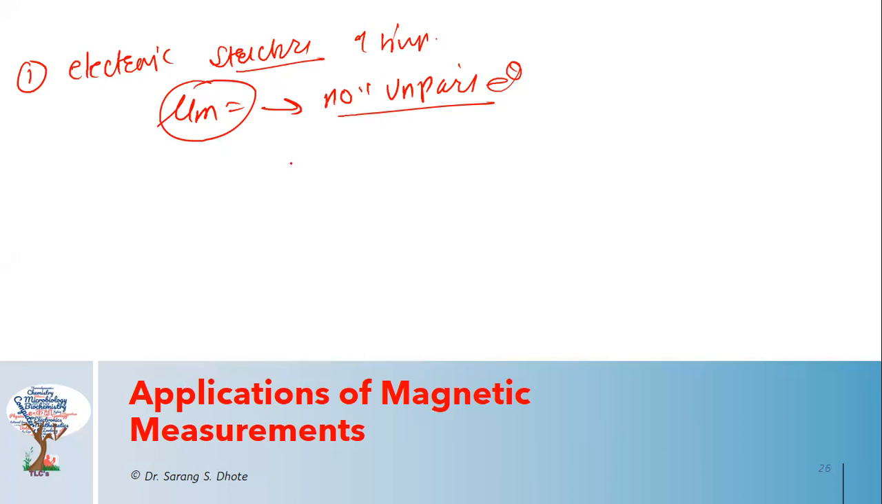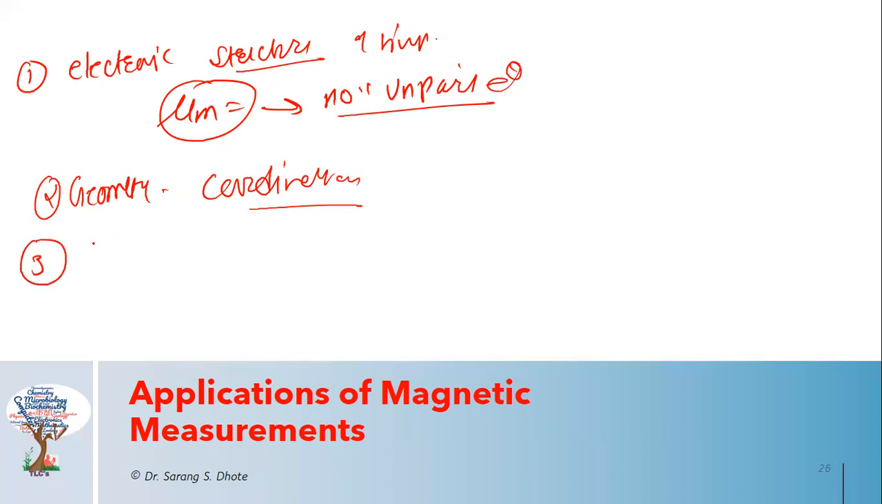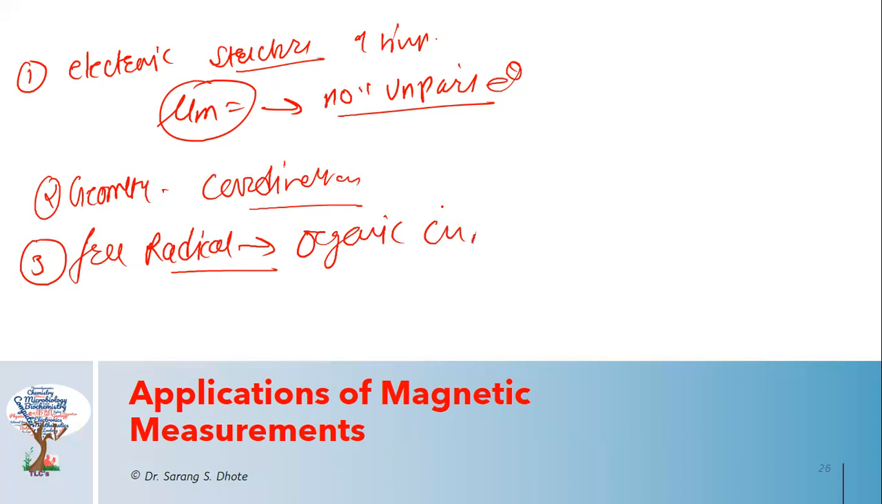Next one is it is used to determine the structure or geometry of the coordination compounds. Geometry of coordination compounds are determined by using this. And the last one is to detect the formation of a free radical in the organism. So these are the applications. So we can determine the electronic structure, geometry of the coordination compound, and detect the formation of a free radical. So these are the applications of the magnetic moment.